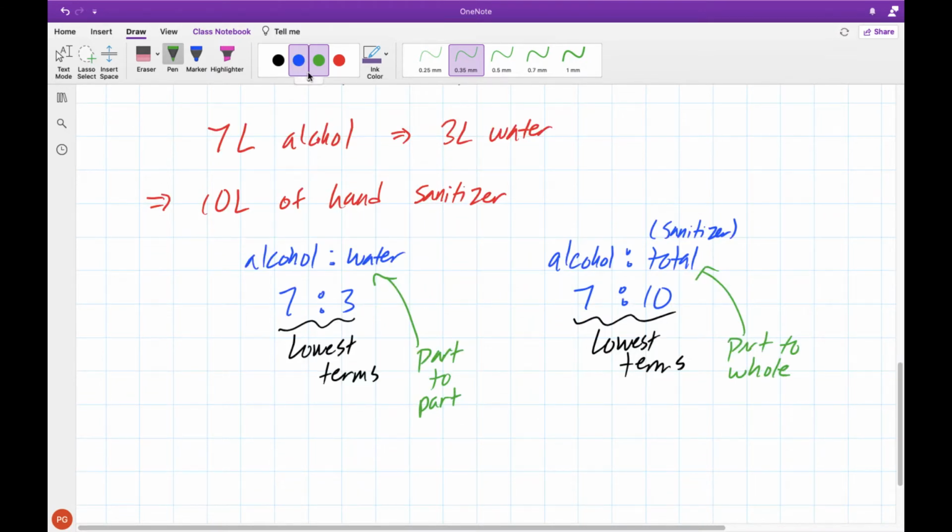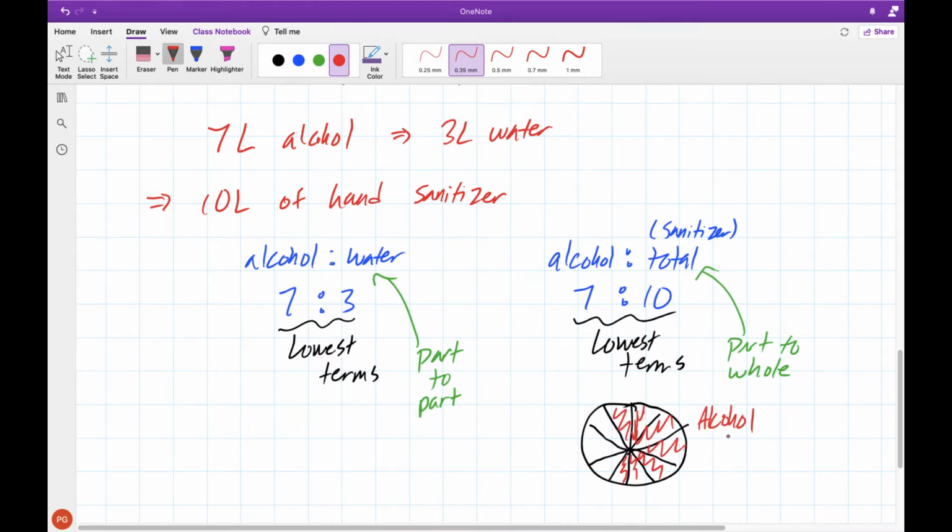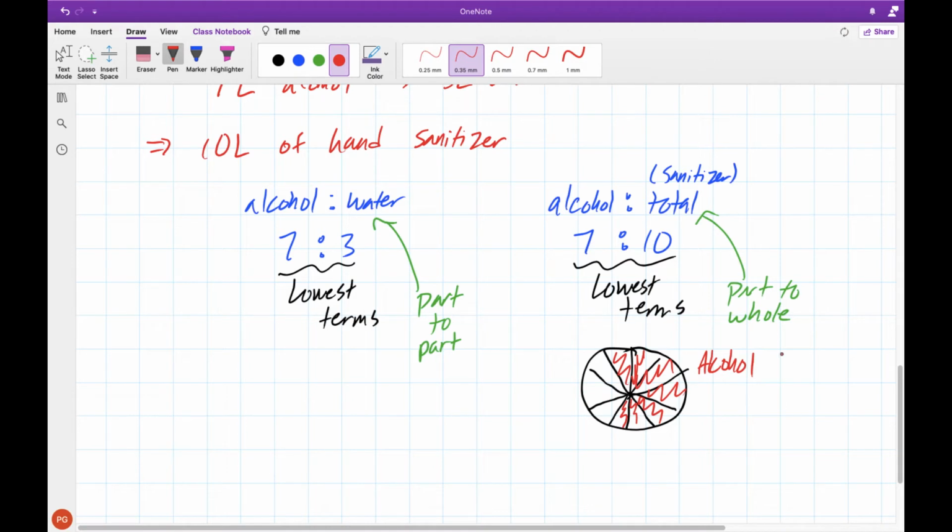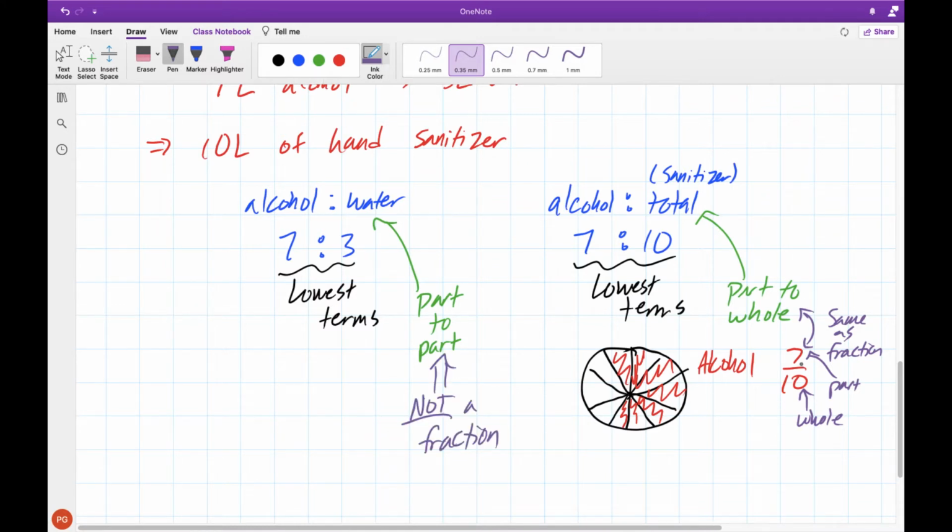Now, when we have a part-to-whole ratio, this is like saying in our mixture that has 10 parts, 7 of those parts are alcohol, so the ratio, or the fraction, that is our alcohol to the total would be 7 over 10. So a part-to-whole ratio is the same as a fraction, because when we write a fraction, we're looking at the part that's shaded to the whole number of pieces. When we do a part-to-whole ratio, it's the same as a fraction. But a part-to-part ratio is not the same as a fraction, because a fraction requires that we're comparing one part, in this case the shaded part, to the whole, not one part to the other part.